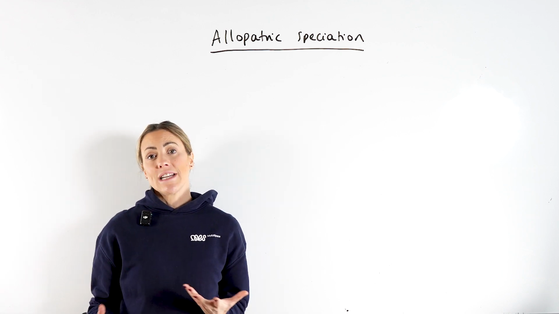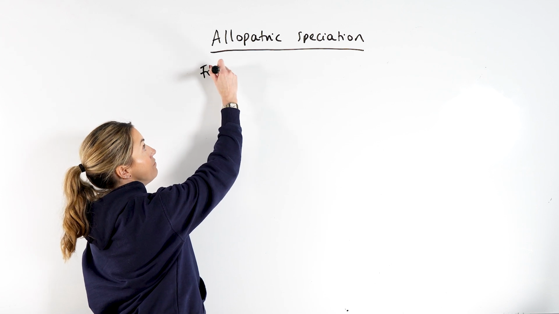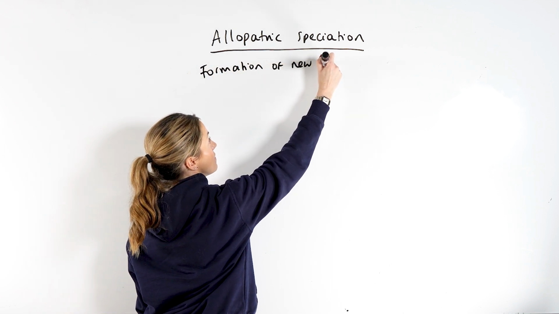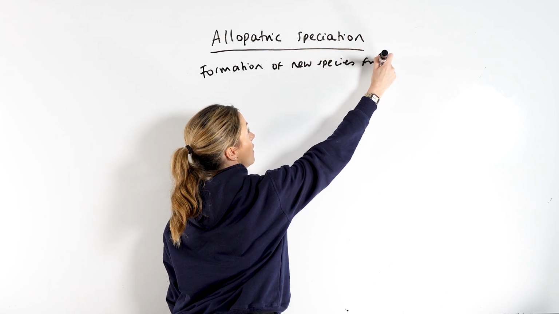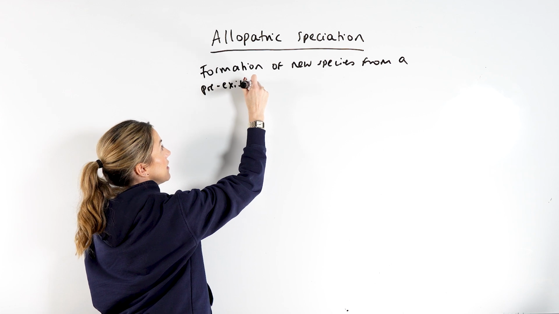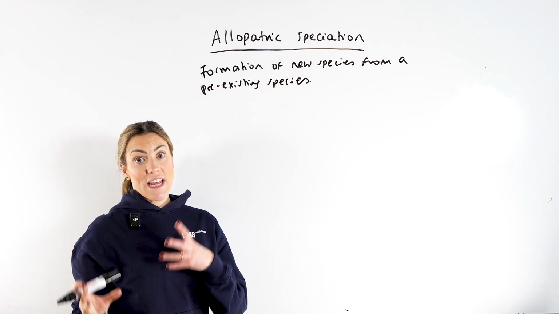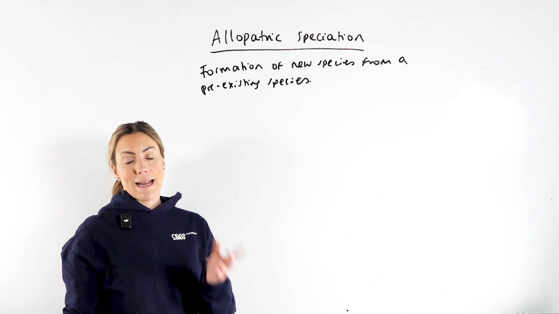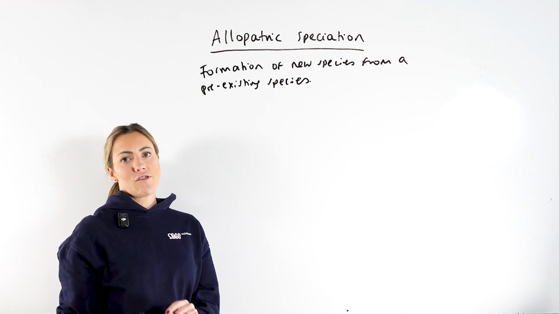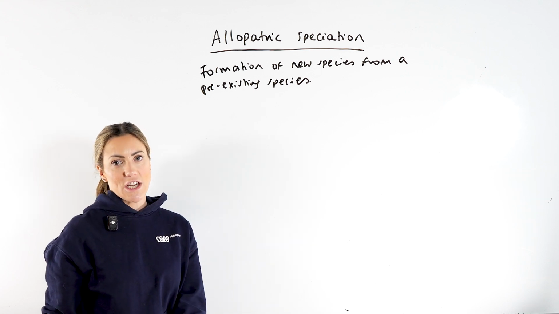Well, evolution leads to speciation, and speciation is basically the formation of new species from a pre-existing species. Okay, so that's what speciation is, but there are two types, and I'm going to do two separate videos on them. So in this video, we're going to focus on allopatric speciation, but you can also watch my other video on sympatric speciation.